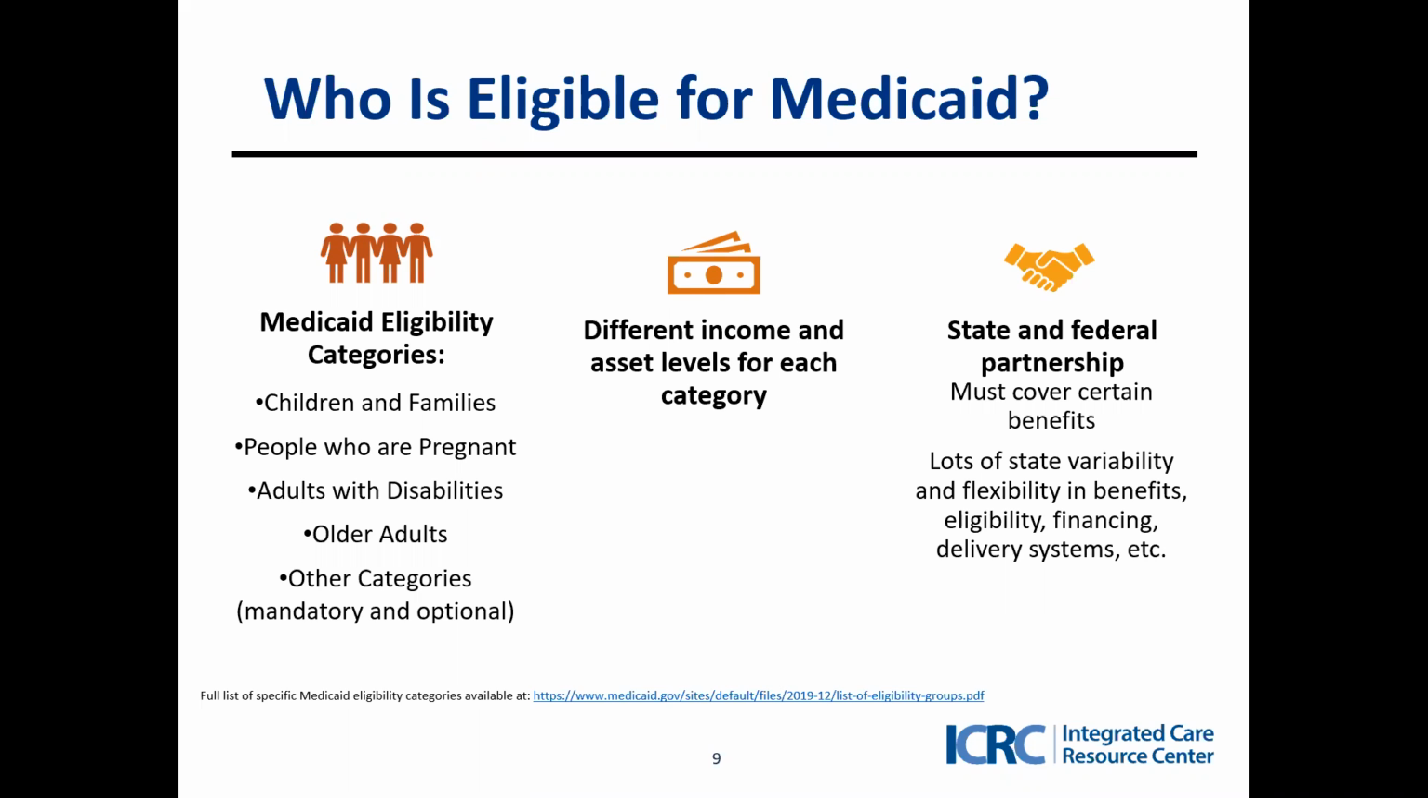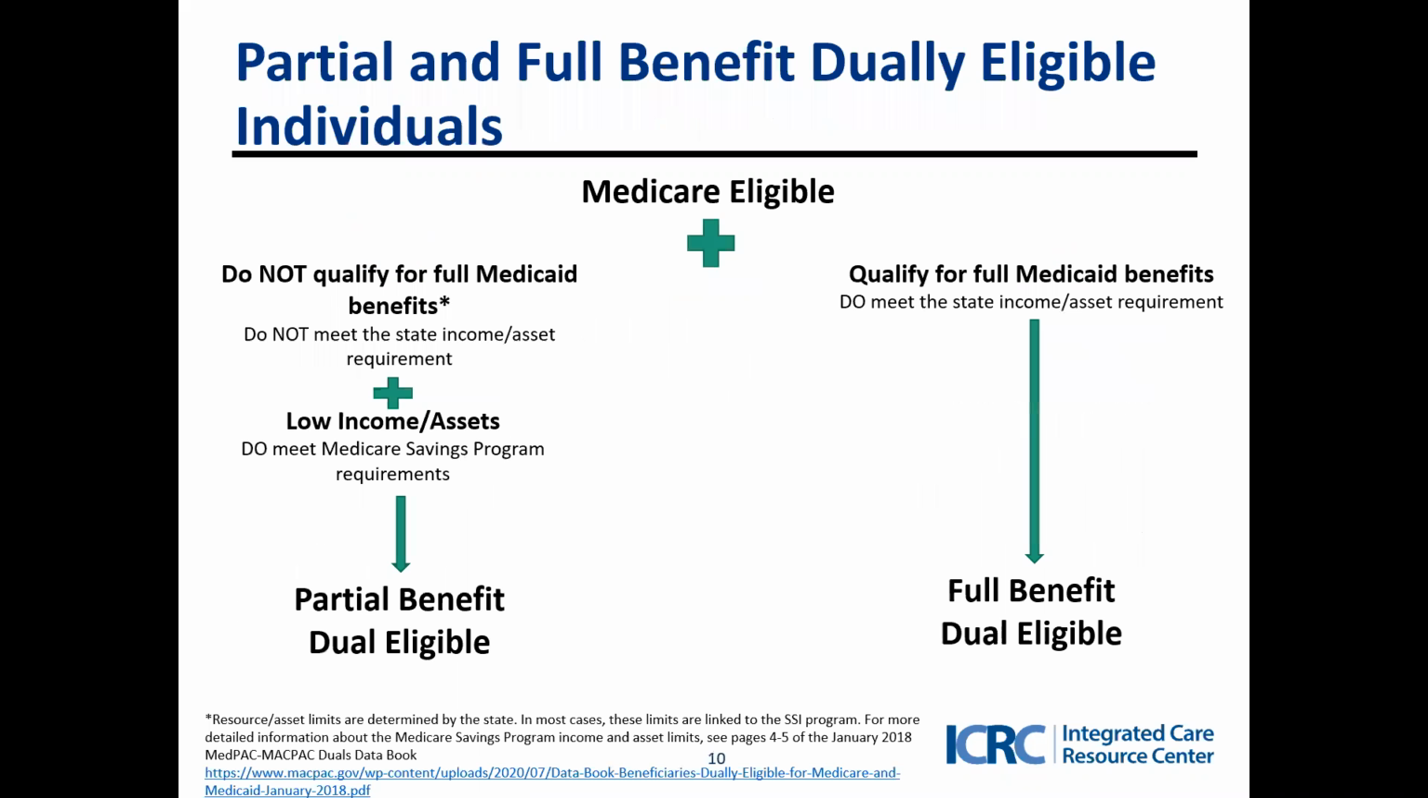Medicaid is a state and federal partnership, and states work with the federal government to design their program to fit the needs of their population. States have some flexibility on what benefits they cover and how much they will cover, but the federal government sets certain mandatory basic rules. Next slide, please.